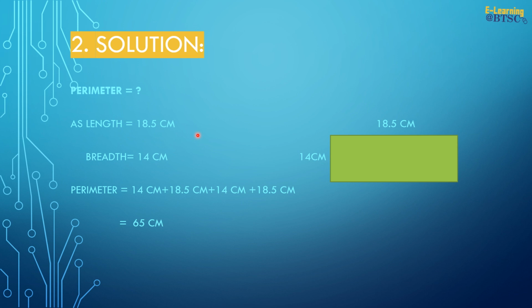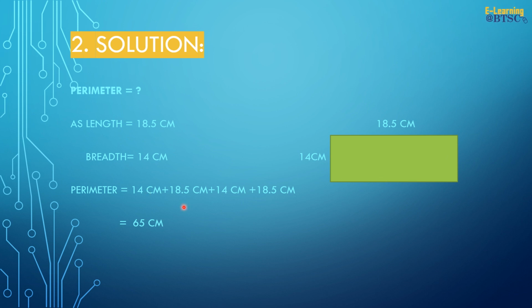We want to find the perimeter, and we know that if we want to find the perimeter, that means we want to know the length of all the sides. How many sides does the rectangle have? We know that it has 4. So we should first know the length of all the sides. We know that the length is 18.5 centimeters and breadth is 14 centimeters, and in a rectangle the opposite sides are always the same length. If this side is 18.5 centimeters, the opposite side is also 18.5 centimeters. If this side is 14 centimeters, the opposite side is also 14 centimeters. Okay, we have the length of all the 4 sides.